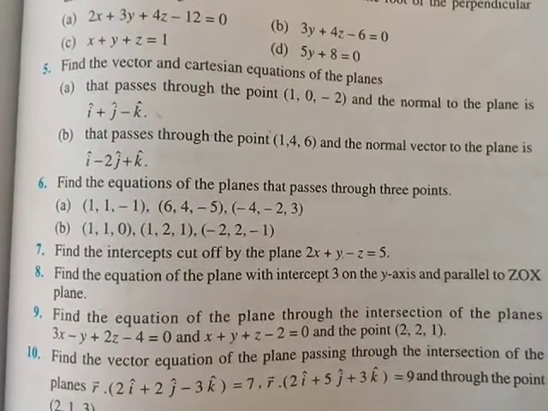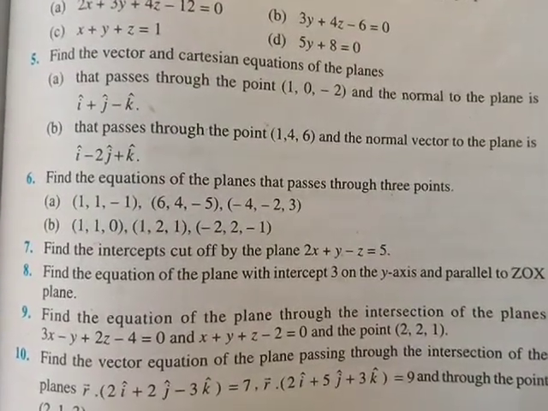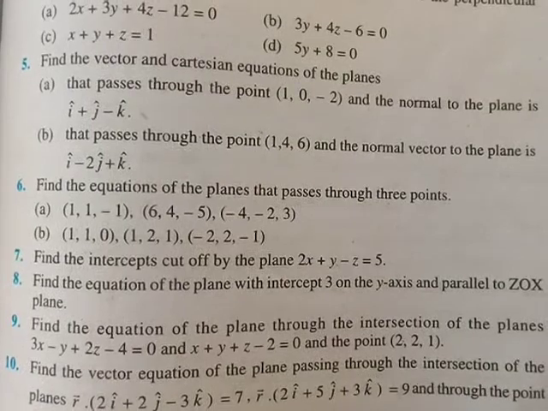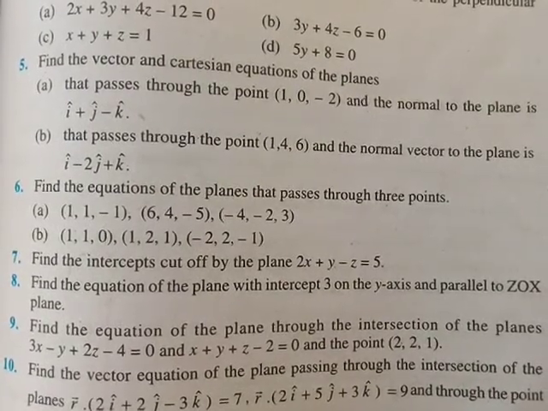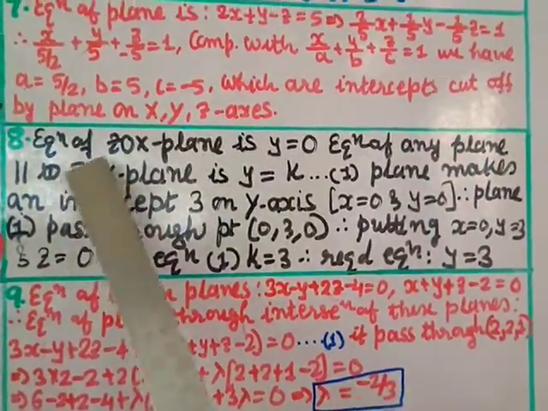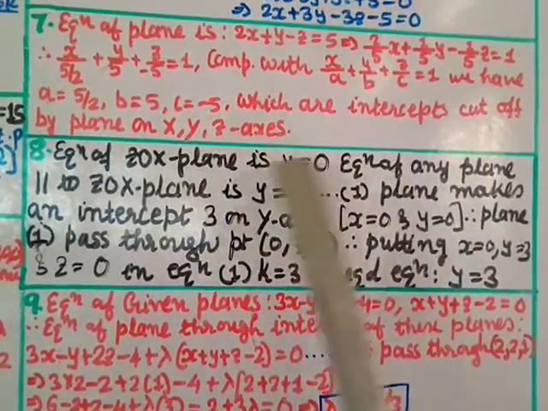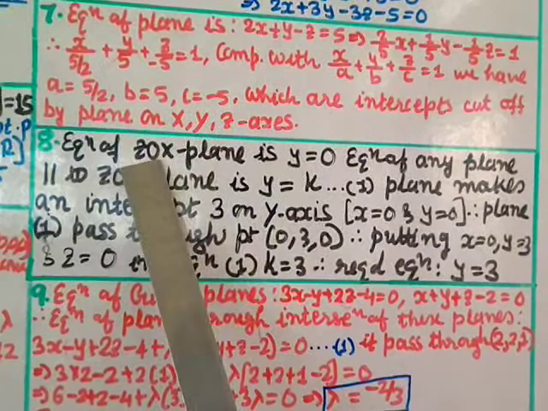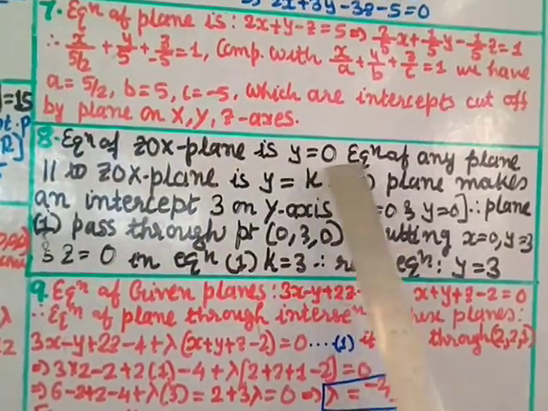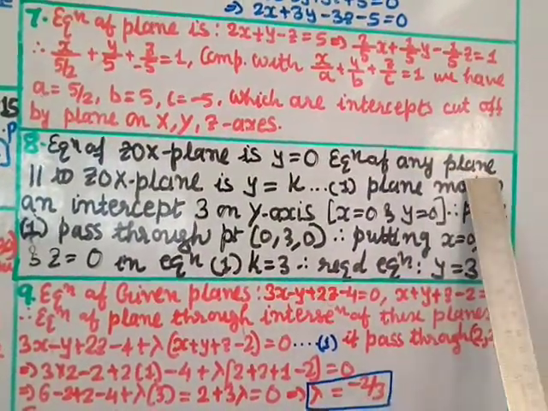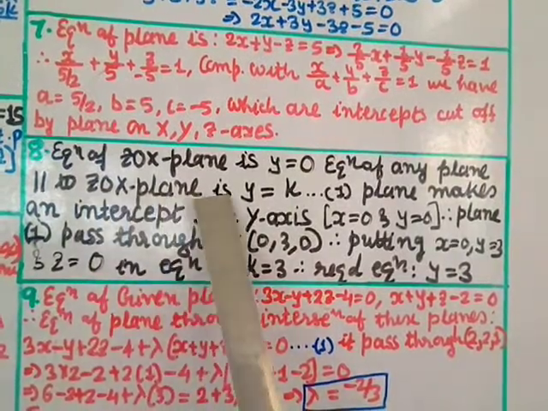Question number 8. Find the equation of the plane with intercept 3 on the y-axis and parallel to ZOX plane. Equation of ZOX plane is y is equal to 0. Equation of any plane parallel to ZOX plane is y equal to k.